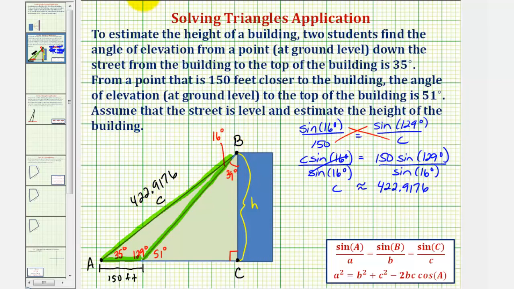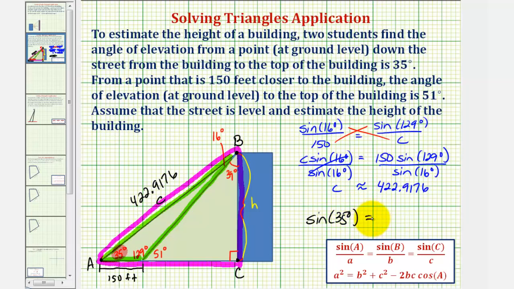So now if we focus on this larger right triangle, this triangle here, because we know the angle of elevation is 35 degrees, and h is the opposite side, and we just found the hypotenuse, we should recognize that we can use the sine function to find the length of h. The sine of 35 degrees must be equal to the ratio of the opposite side to the hypotenuse, which would be h divided by 422.9176. Now technically, because this is rounded, we should use an approximation symbol here. Let's go ahead and solve for h on the next slide.